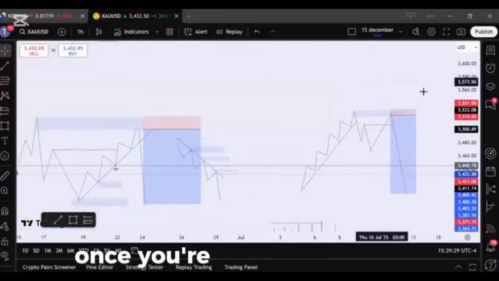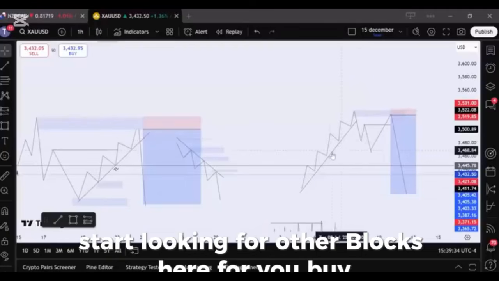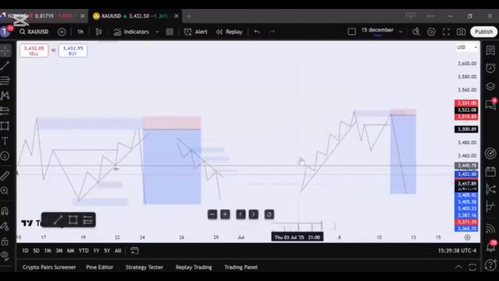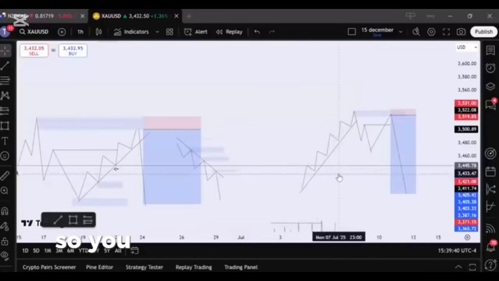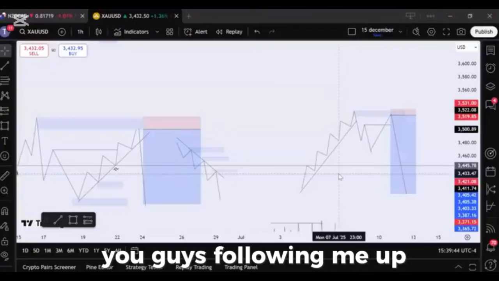In this scenario, once you're selling the market, it's not advisable to start looking for other blocks here for a buy, or here for a buy, or here, provided that all of them are still enclosed inside this trendline liquidity. So you wait for the liquidity to be taken out first before you can start looking for trades to reverse the direction of the market. You guys following me up?